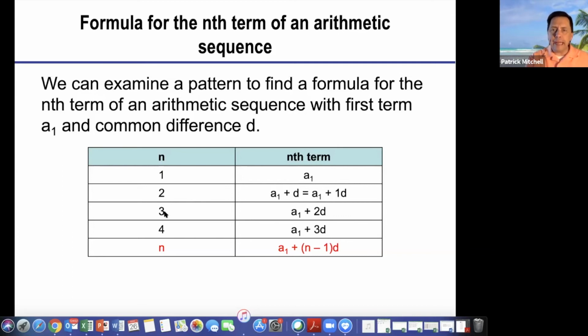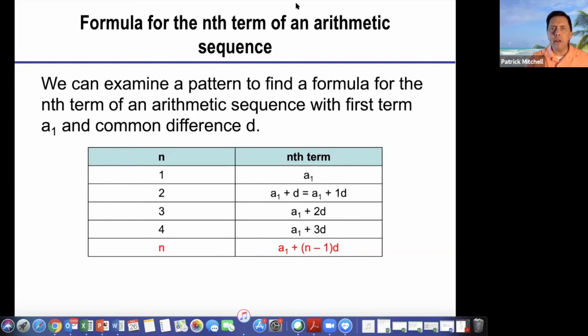When n is 3, you're adding another d, you're adding the difference again. So that would bring you up to a sub 1 plus 2d. And then when you get to n equals 4, you would have a sub 1 plus 3d. So each time you add another d, the coefficient on the d goes up by 1. All right, so for just a general non-specified number n, the nth term would be a sub 1 plus n minus 1 times d.